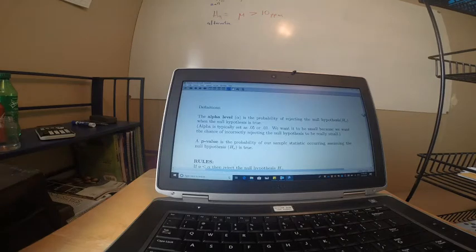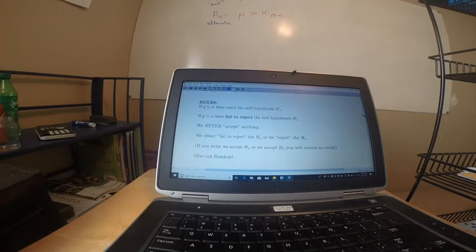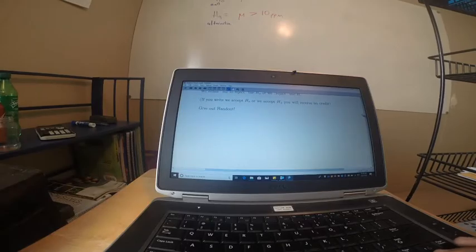Now we also have a p-value. P-value is the probability of our sample statistic occurring assuming the null hypothesis is true. Okay, which gives us our rules. So if our p-value is less than or equal to our alpha value, then we reject the null hypothesis. If p is greater than alpha, then we fail to reject the null hypothesis. We never accept anything in this class. We either fail to reject the null hypothesis or we reject the null hypothesis. If you write accept the null hypothesis or we accept the alternative hypothesis, you will receive no credit. I typically have a handout here.